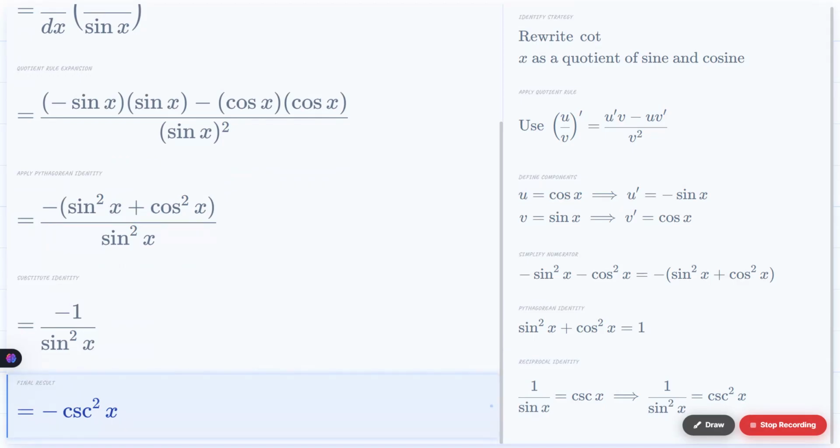We write the final answer as negative csc squared. We do this to show the finished solution. All steps are now complete.